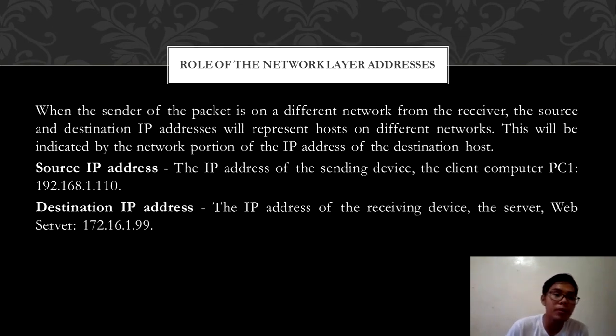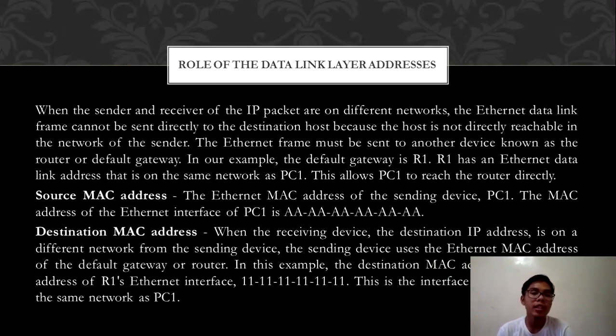Role of the data link layer addresses. When the sender and receiver are on different networks, the Ethernet data link frame cannot be sent directly to the destination host because the host is not directly reachable in the network of the sender. The source MAC address is the Ethernet MAC address of the sending device, PC1, the MAC address of its interface. The destination MAC address is used when the receiving device's destination IP address is on a different network from the sending device.